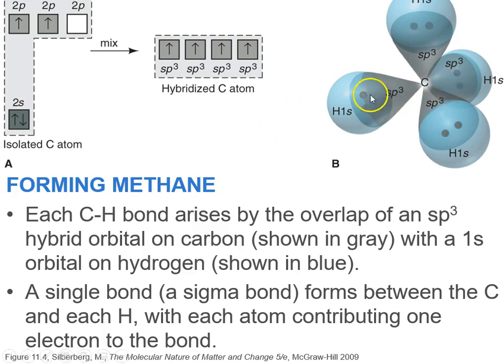And then the carbon has the 4 sp3s, and then to form the methane, each one of the hydrogens donates 1 electron, and each one of the carbons with the sp3 donates an electron. And then we have a bond, 2 electrons in the bond. The electron density is between the atoms of the carbon and the hydrogen, and this again forms a sigma bond. This is end-to-end overlap of the sp3 hybrid orbital and the 1s orbital.